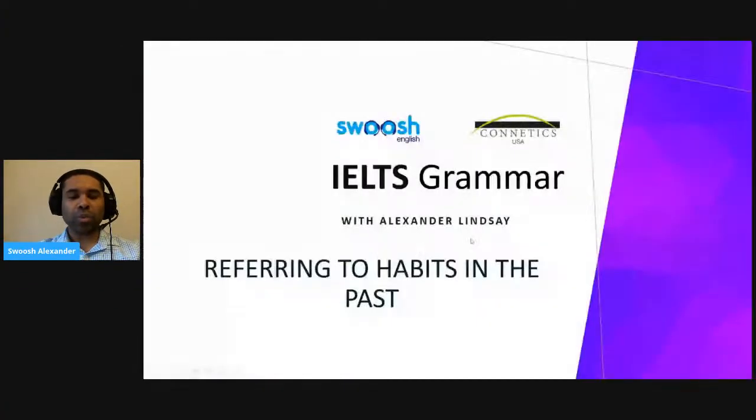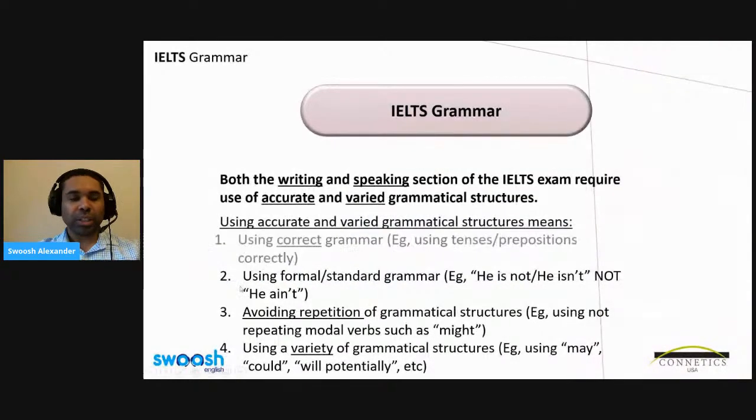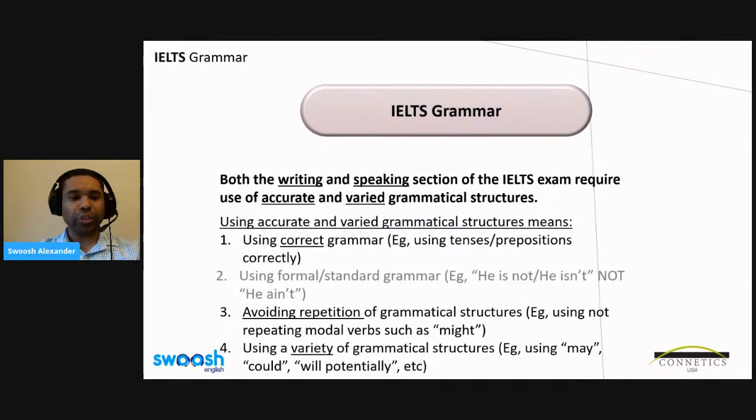So the focus of the task for today was referring to habits in the past. So here are some points in relation to this. When we are referring to the past, we should ensure two things in relation to grammar for the IELTS test. First of all, we want to note that grammar is extremely important for both writing and speaking.